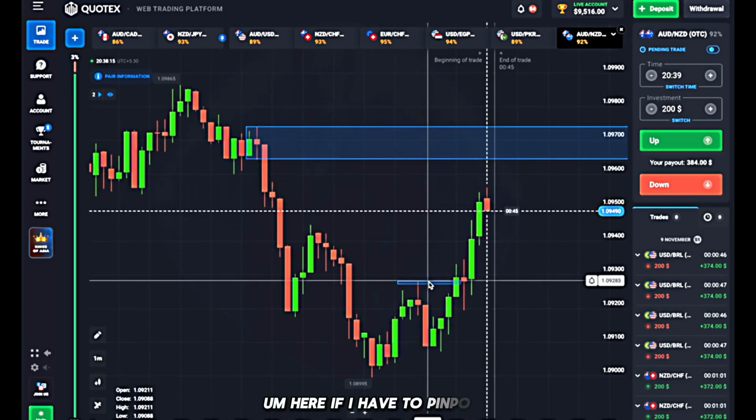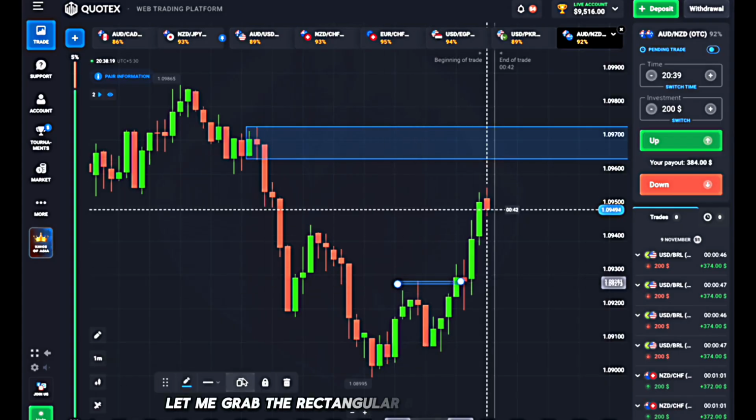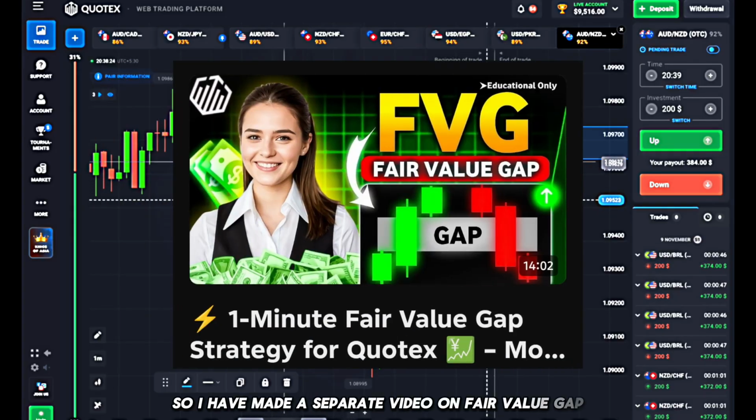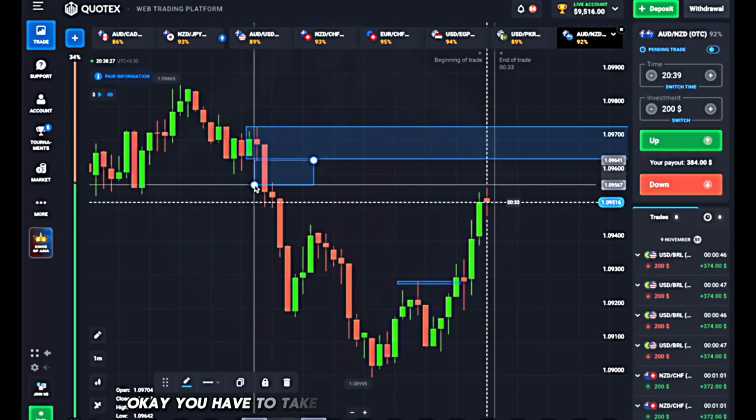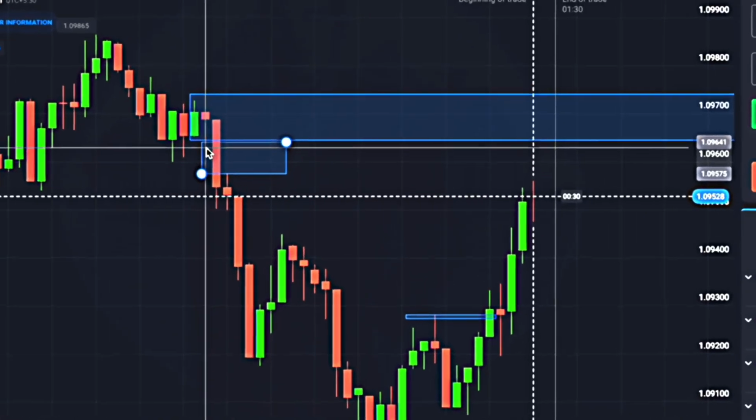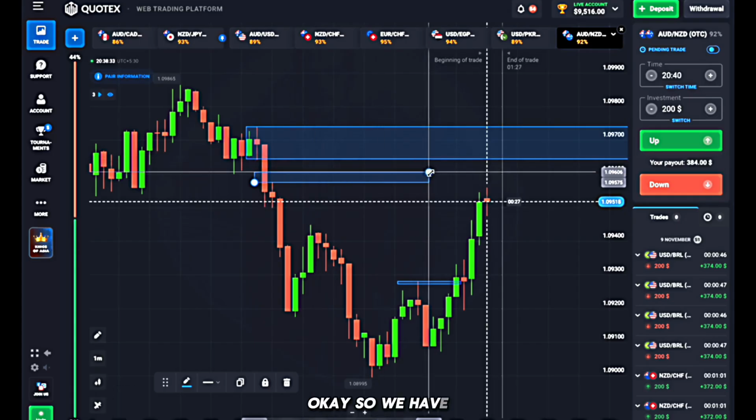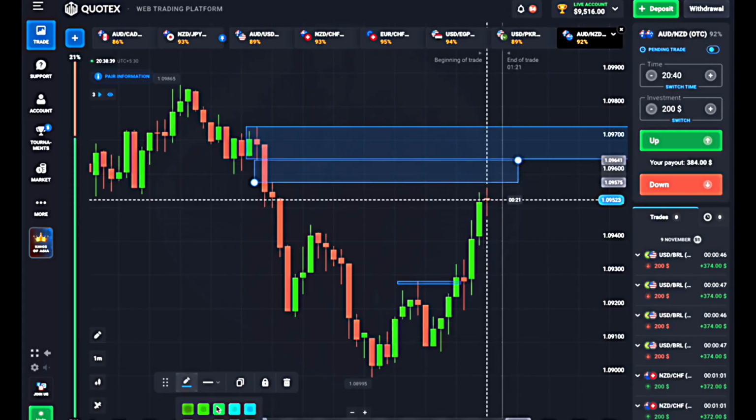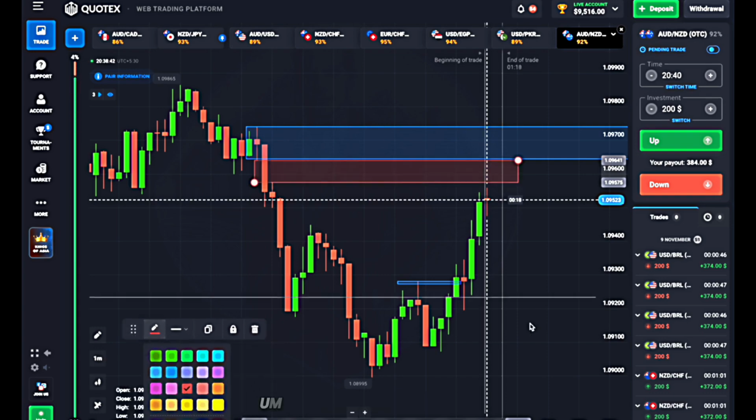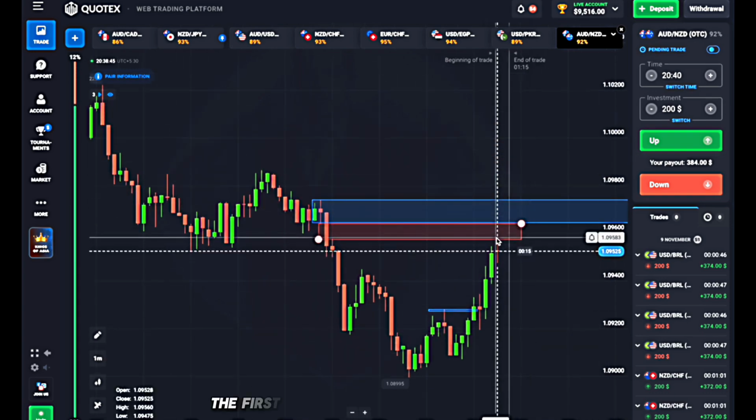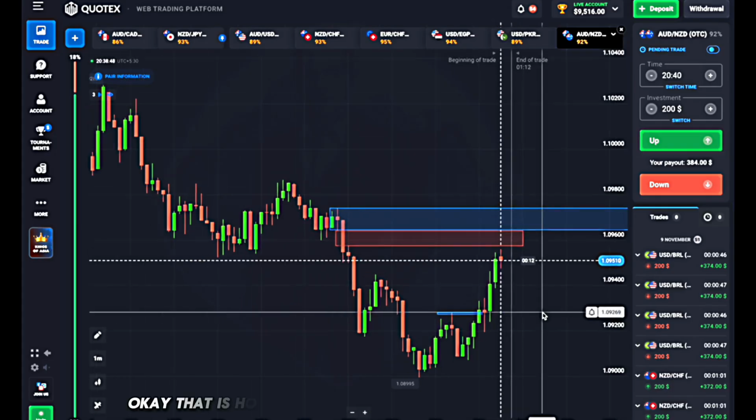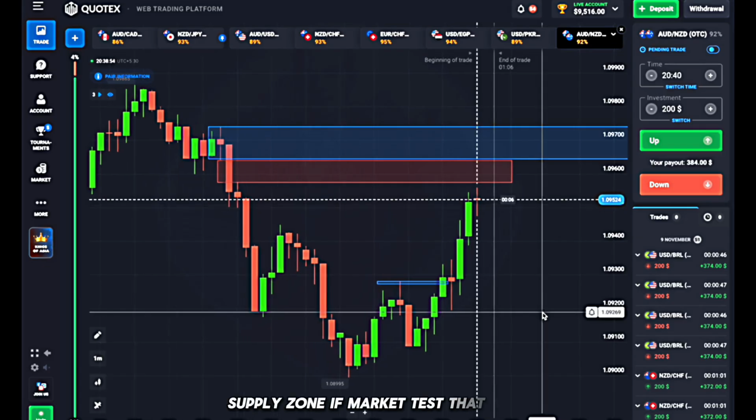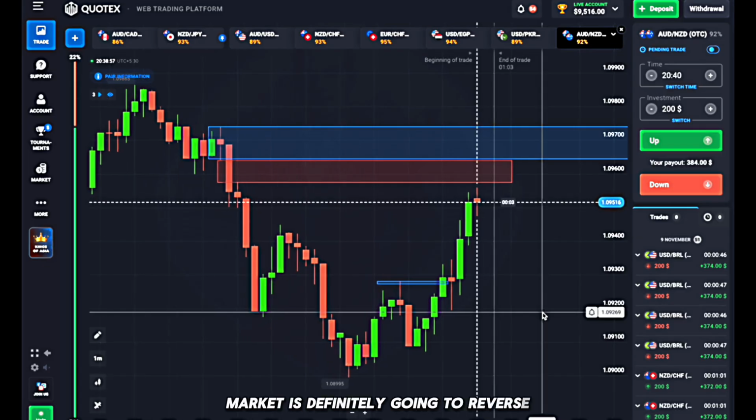Here, let me grab the rectangular box and I'll show you. There is a fair value gap going on. I have made a separate video on fair value gap and how it works. You have to take 3 candles and there's a long gap going on. You see the gap? Okay, so we have technically 2 supply zones. One is our fair value gap, and the candle above our fair value gap, the first candle, will be our order block. That is how order block works, and that is our extreme supply zone. If market tests that area, market is definitely going to reverse.